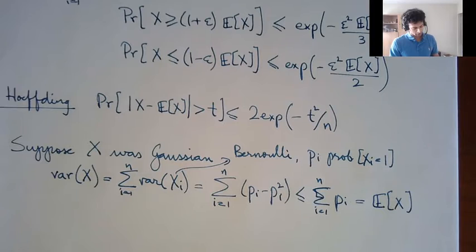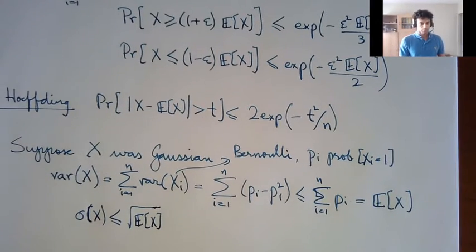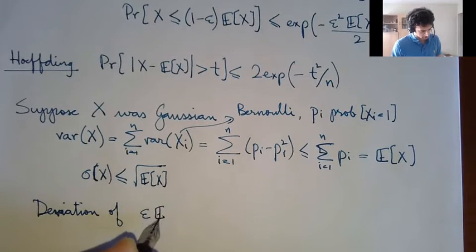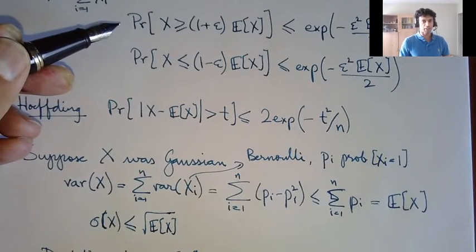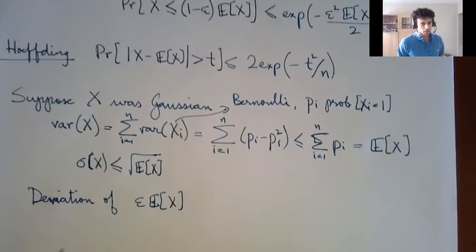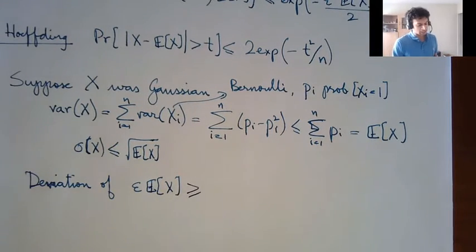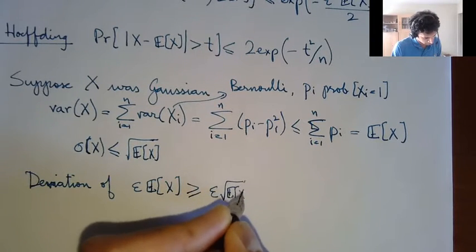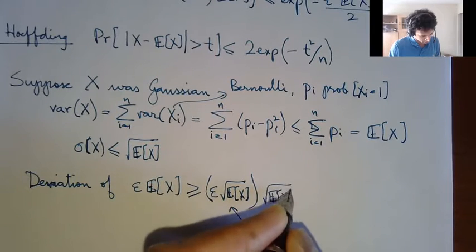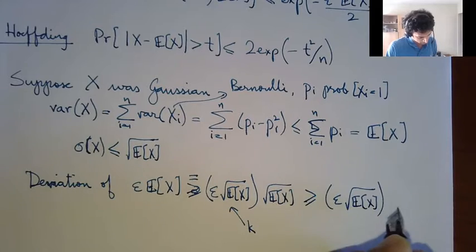So the variance is at most the expectation, meaning that the standard deviation is at most the square root of the expectation. Okay? So what this means is that a deviation of epsilon times the expectation, which is what is being bounded over here, where you're asking what is the probability the deviation is more than epsilon times the expectation. Let's write this in terms of how many standard deviations it is. A deviation of this is going to be at least epsilon times root of the expectation of x times the standard deviation.